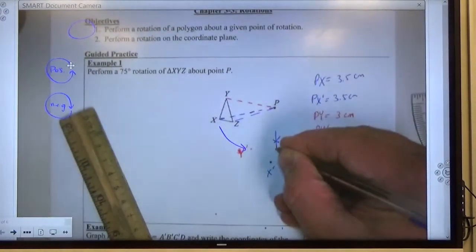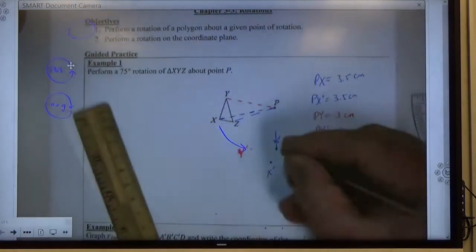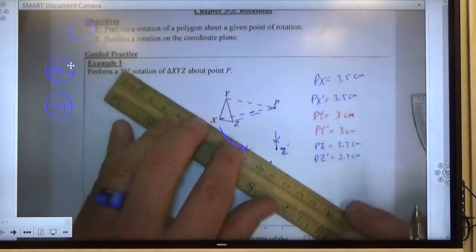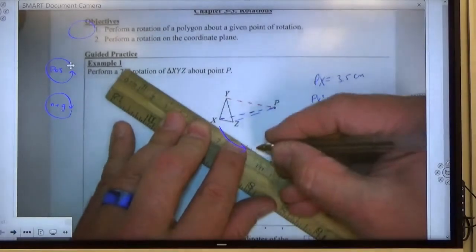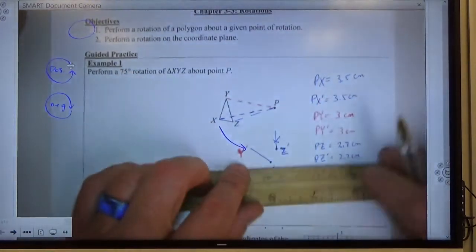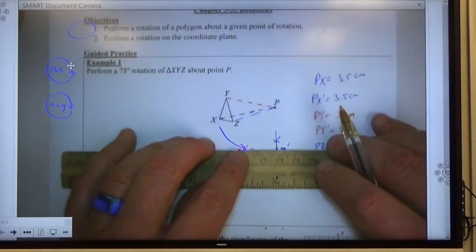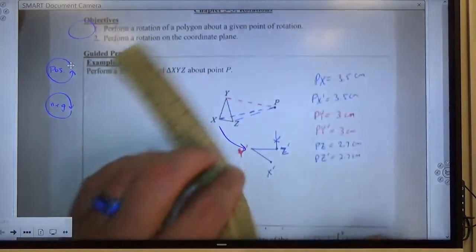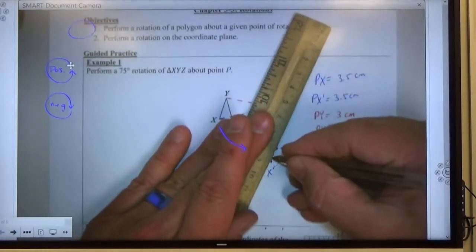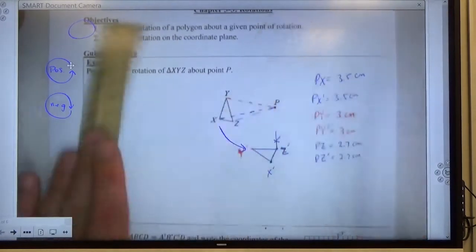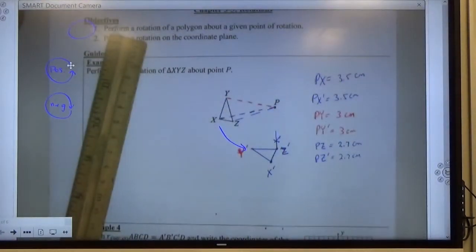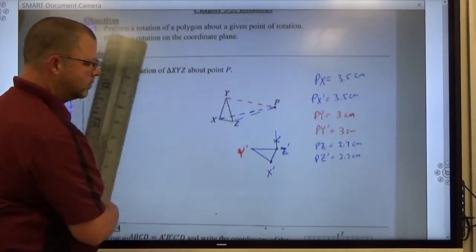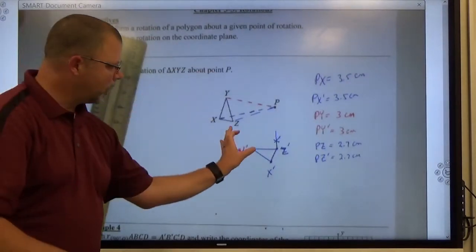Not thinking. Okay, so all 3 of my points, X prime, Y prime, and Z prime, have been identified. Then I simply connect the dots to make the triangle. Make sure you connect them in the same alphabetical order, X to Y, Y to Z, Z to X. For a triangle, it doesn't really matter. You're going to get a triangle, but when you get bigger figures with more points, you have to make sure you go in the right directions. And there we go. I'm going to erase this so it's not in the way. And again, we took this and we rotated it 75 degrees that way.